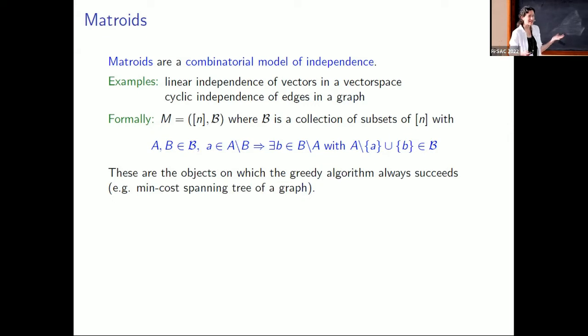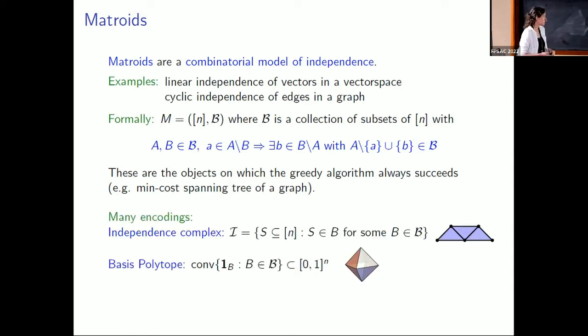There's lots of reasons to love matroids. One is that these are the objects on which the greedy algorithm always succeeds in finding an optimal set. For example, finding the minimum cost spanning tree in a graph. And there's many nice encodings of matroids. One way of encoding a matroid is this collection of bases that I've written down. Another is through its independence complex, which is an abstract simplicial complex I get from just taking all of the subsets of 1 through n that are contained in some basis, some element of curly B.